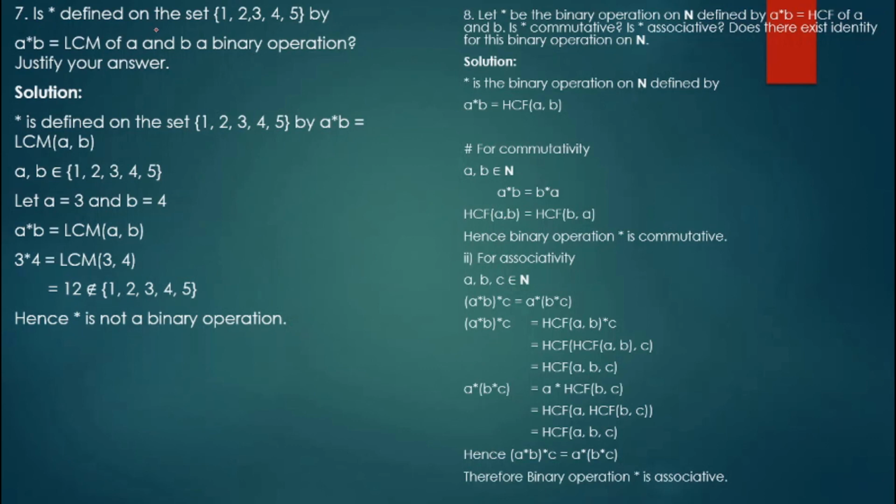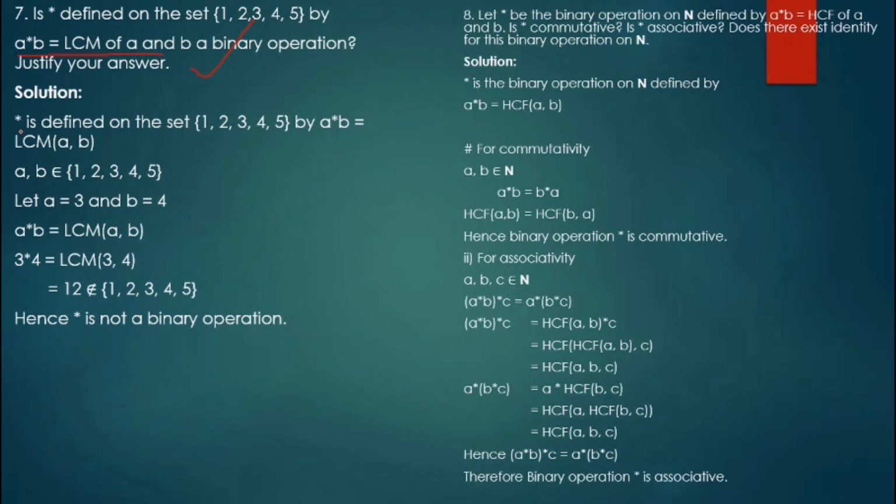Is star defined on the set 1, 2, 3, 4, 5 by A star B equal to LCM of A and B a binary operation? Justify your answer. Now I need not explain all what the questions are. It's almost clear: given set and star binary operation, it is defined as A star B equal to LCM of A and B.